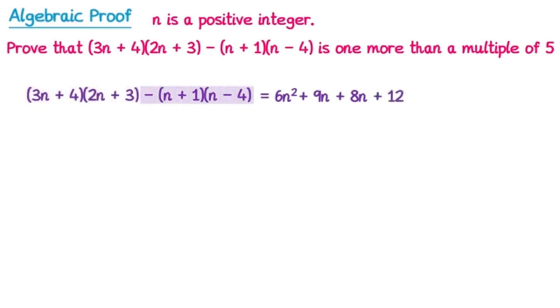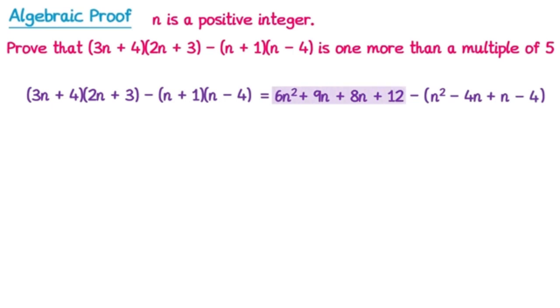Then for this bracket here, we're going to write a negative, then a large bracket, and expand the double bracket and write the result inside there. So n times n squared. N times negative 4, negative 4n. 1 times n is 1n, and 1 times negative 4, negative 4.